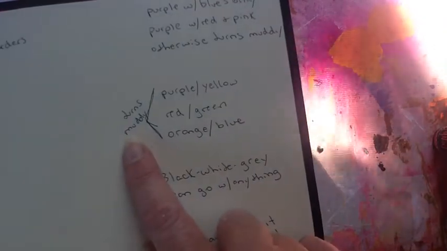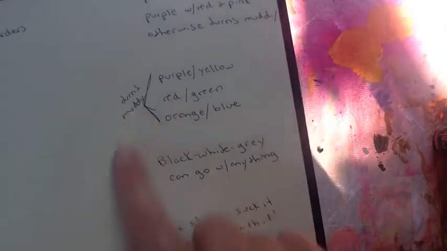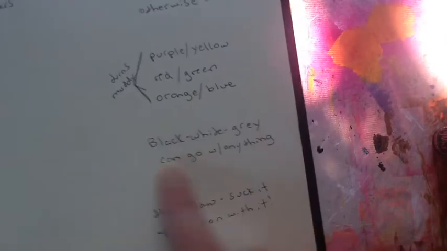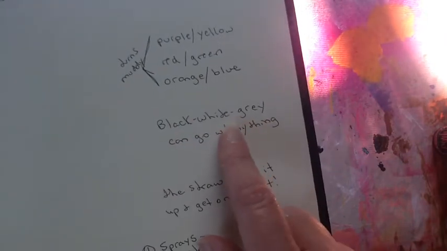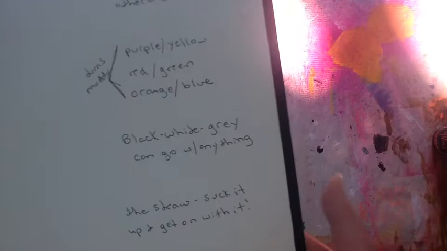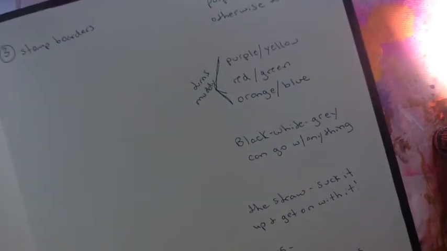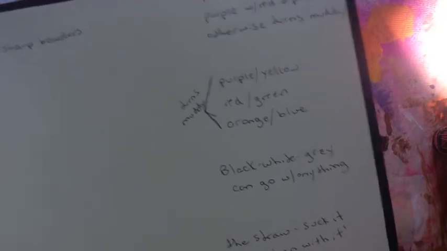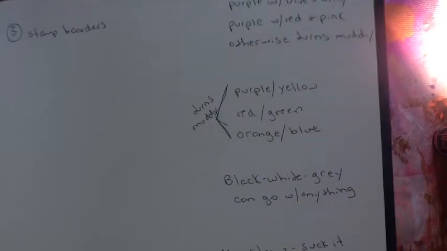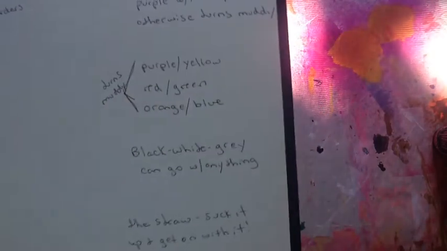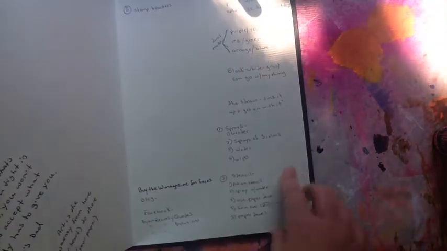Red and green turn muddy. Orange and blue turn muddy. She said black, white, and gray, you can mix them with anything and it is fine. So that alone was worth going to the class because I didn't know that. I am not an artist. That's not something that I knew. And so that was that.